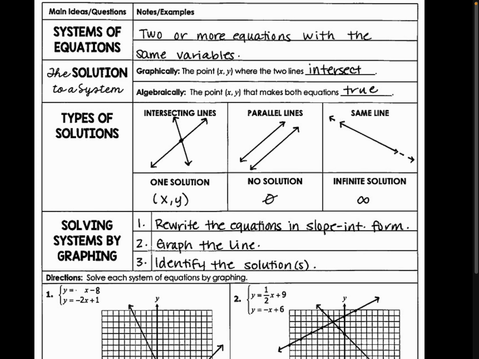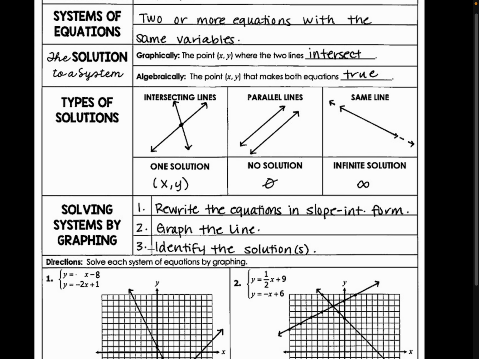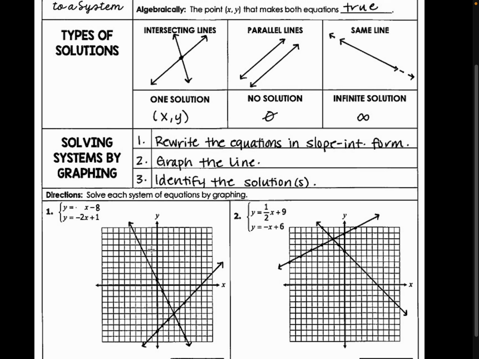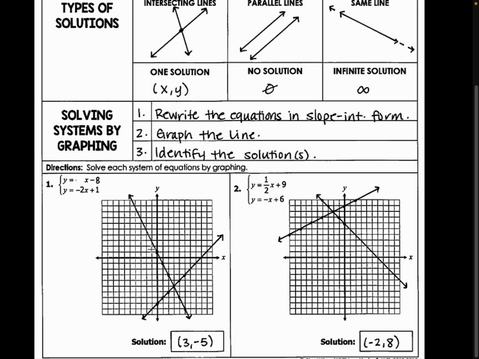All right, we got 3 steps to solving equations by graphing. That's the first one we're going to talk about, the first method. The first step is to rewrite the equations into slope-intercept form. So if this equation is given to you in standard form, you want to make sure it looks like y equals mx plus b. So rewrite it into slope-intercept form.